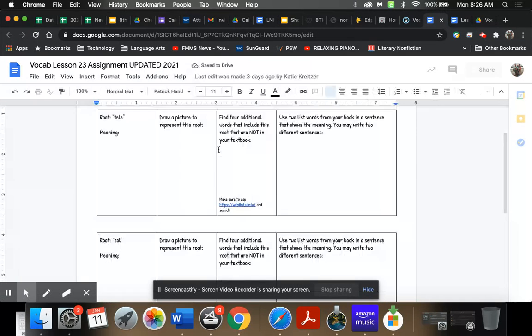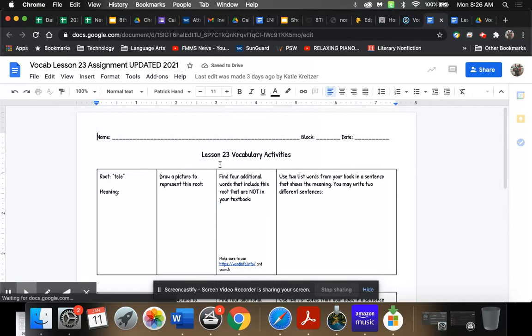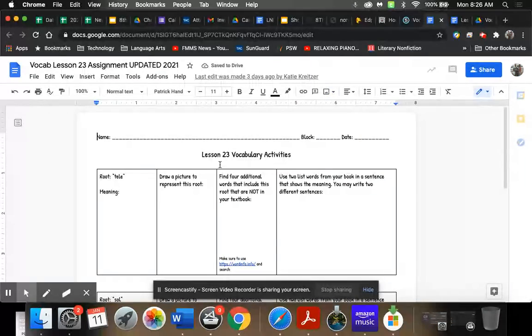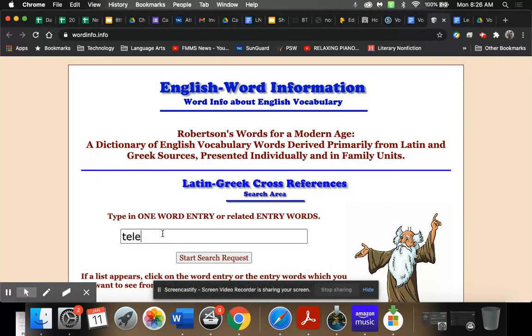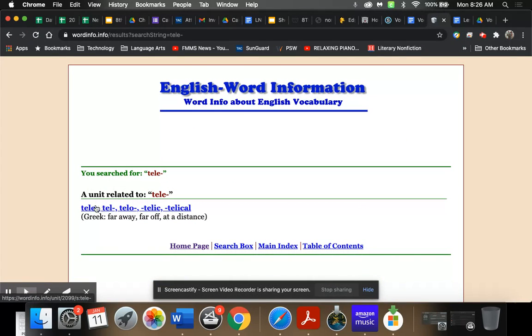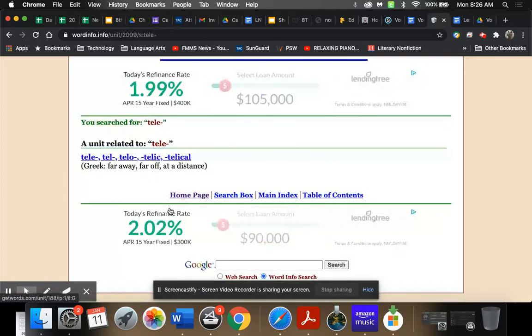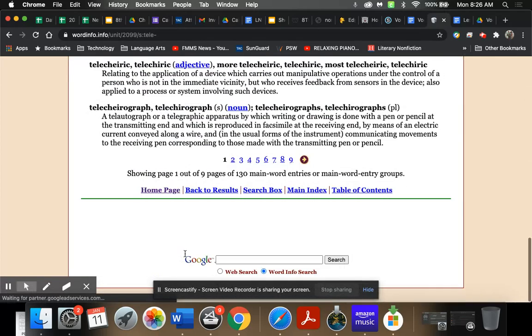I will say that tele, for some odd reason, is not on Membean, although that's the most known one of these roots. I don't know why, but there's wordinfo.info. If you click on that and type in tele, I'll show you how to do that just because I know we had a lot of questions last time. You type in tele, start search request, and then you have all of these. You click on the root that you want, and then you get a bunch of tele words, like a lot of them.